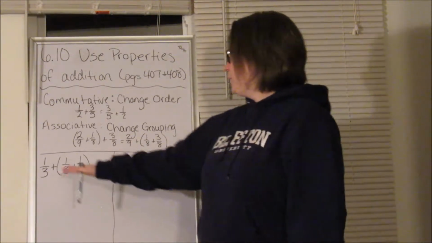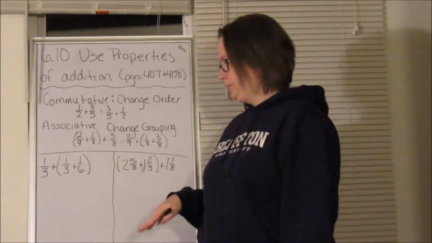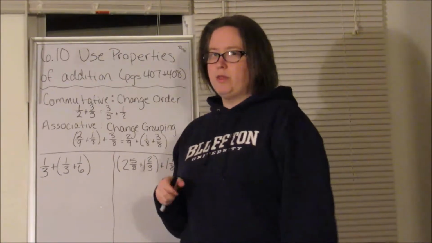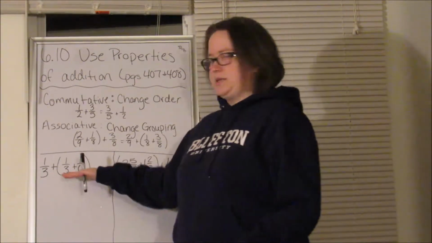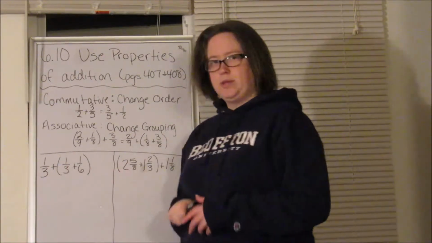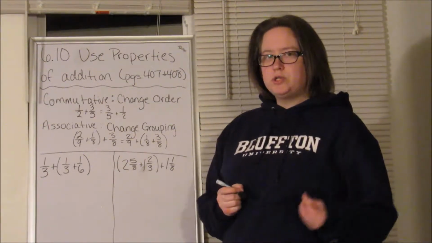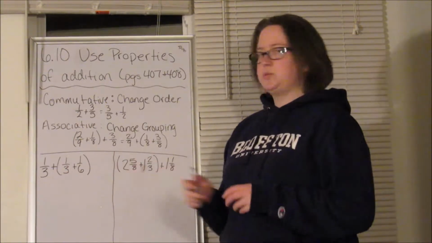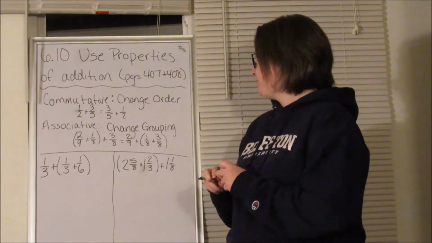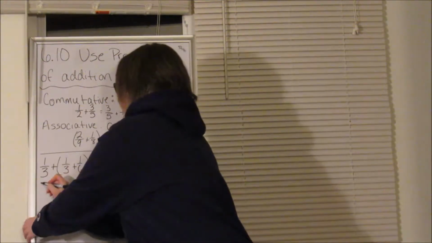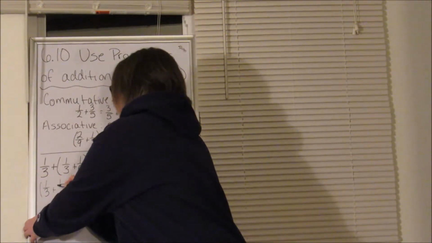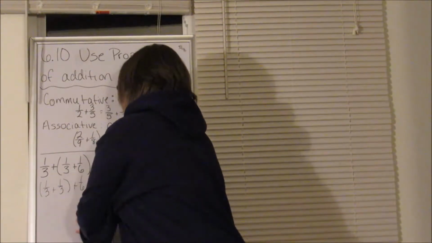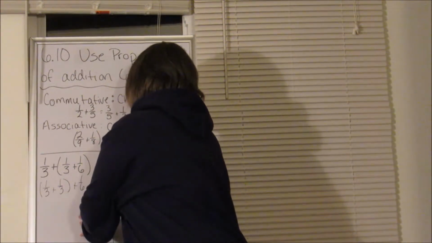So this first one, we have 1/3 plus the quantity, which means the grouping, of 1/3 plus 1/6. Well, these are different denominators, but I see that there are two like denominators there, so I'm going to use the associative property in order to switch my grouping. So I'm going to change it so that's 1/3 plus 1/3 plus 1/6. So that's the associative property.